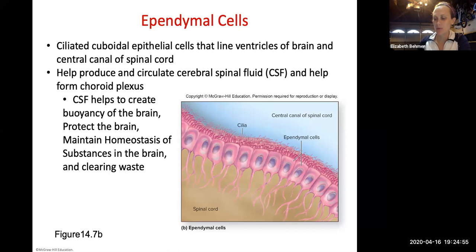And that's the answer to number 14. What glial cell helps to circulate cerebrospinal fluid? And those are ependymal cells, if you're following along.